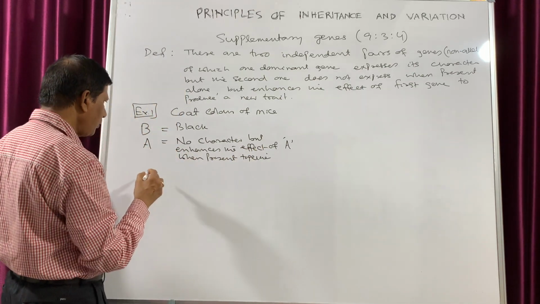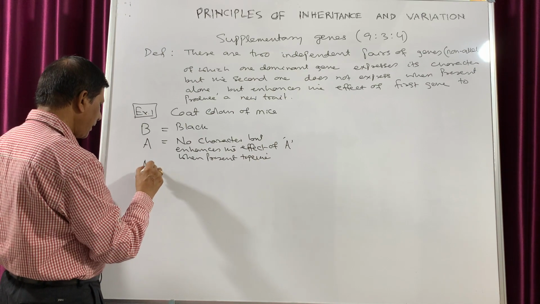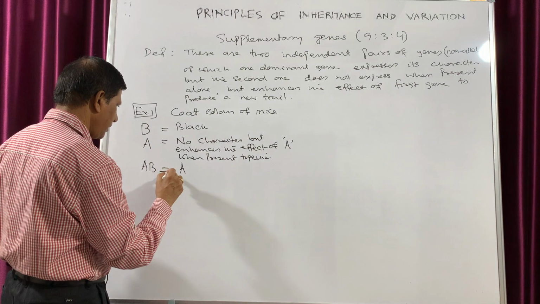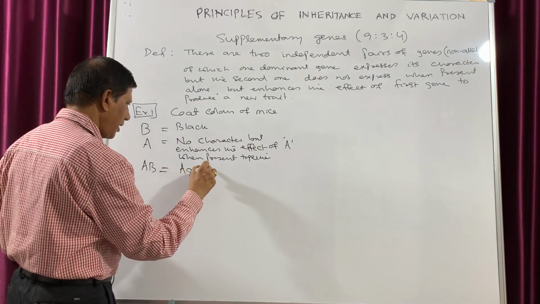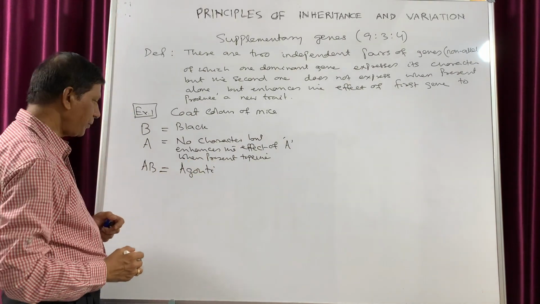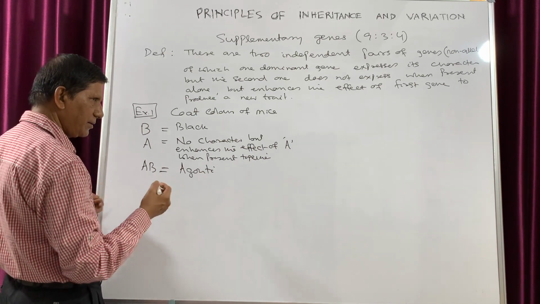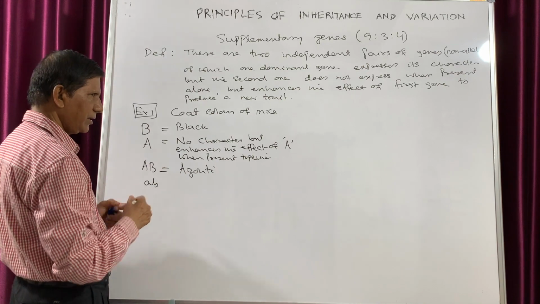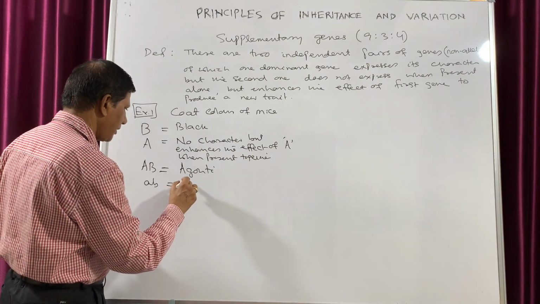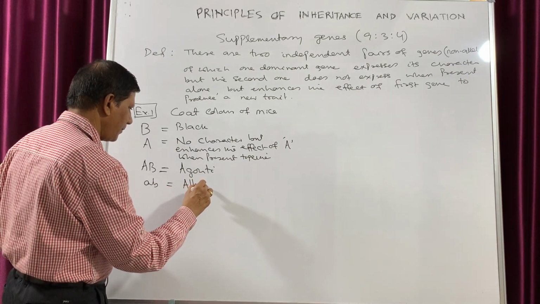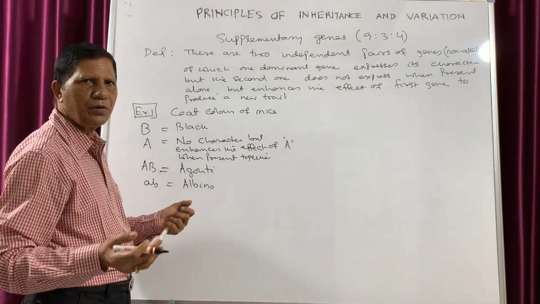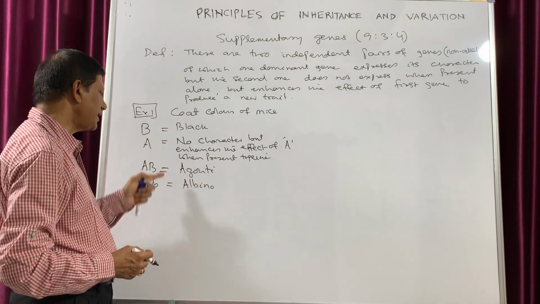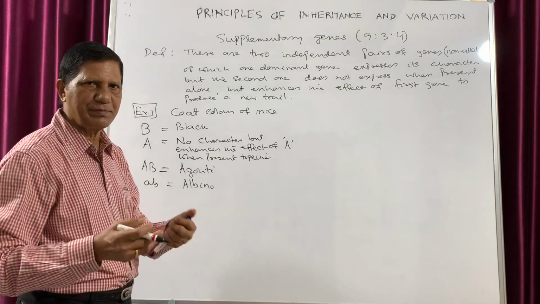Now, when both A and B are present together, it produces a new character, that is agouti. And when both the dominants are absent, that means they are present in the lower case, then it gives rise to a color that is albino. Albino means a pure white. So in the case of coat color of mice, these are the different genes and their expression.